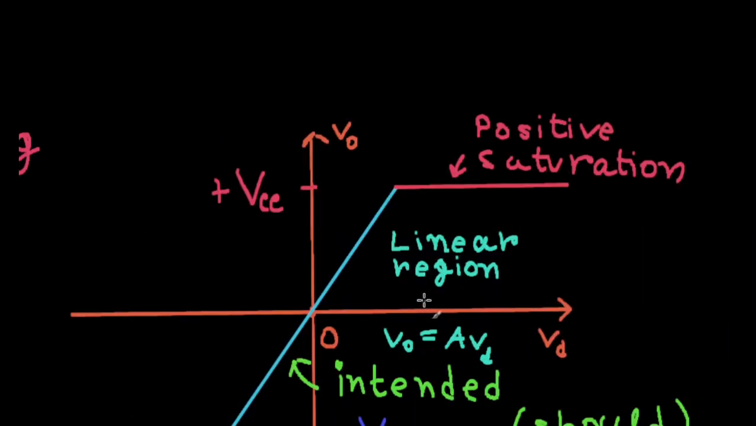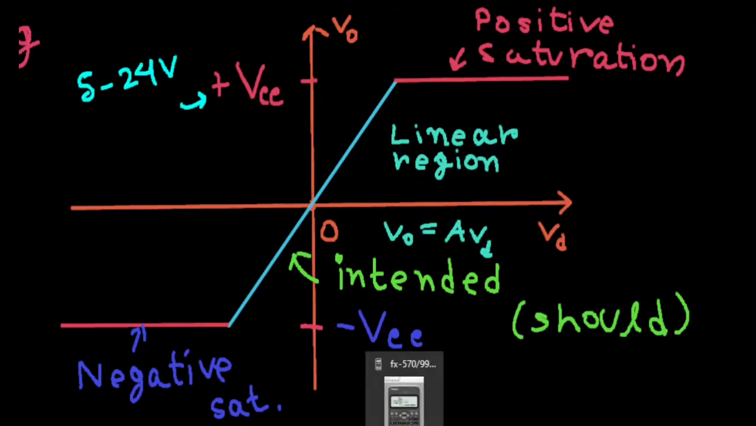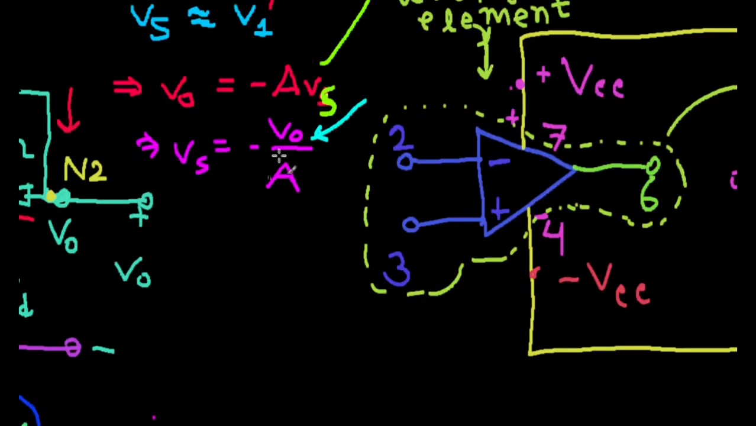Let's see here. It's limited by your power supply, and for the IC741, the op amp we're going to work with, this is in the range of 5 to 24 volts. So you need to see that V naught is going to be inside that range.